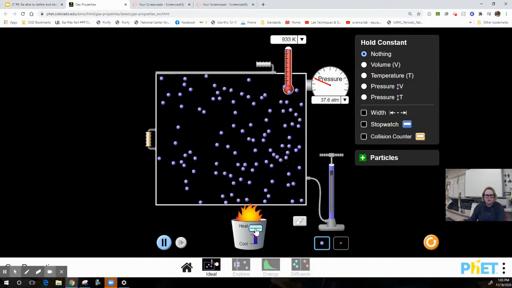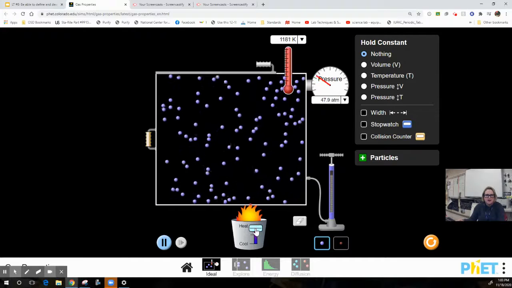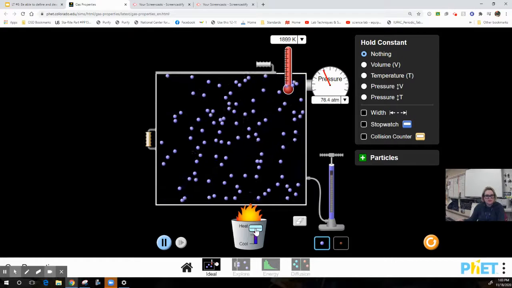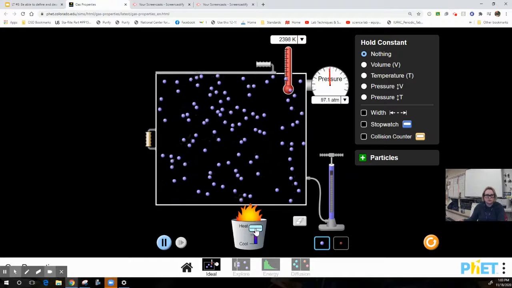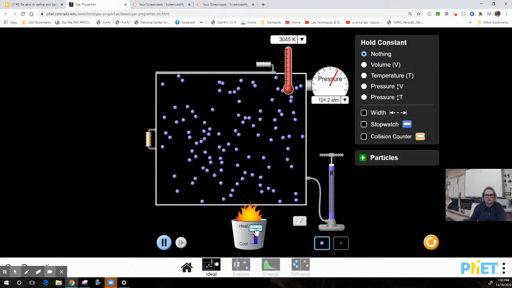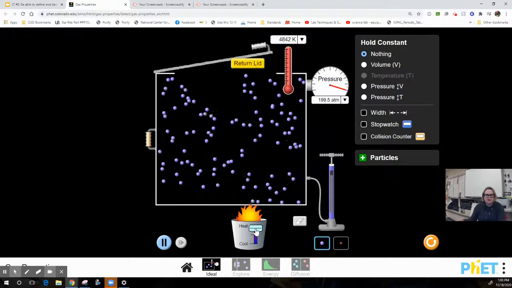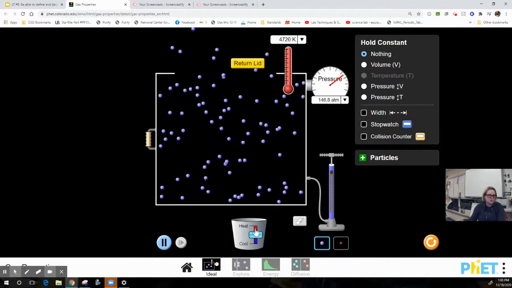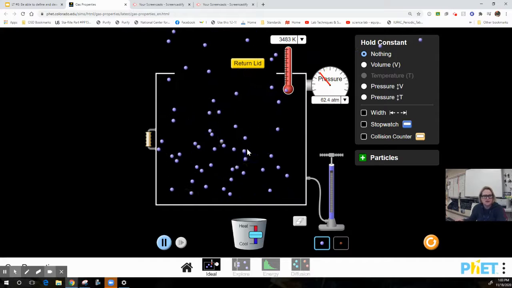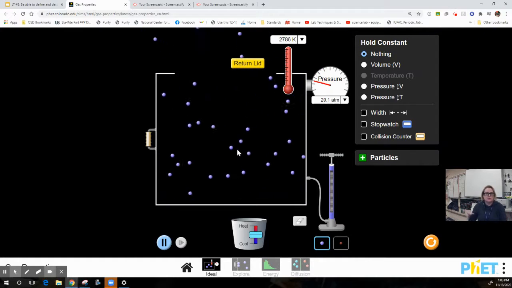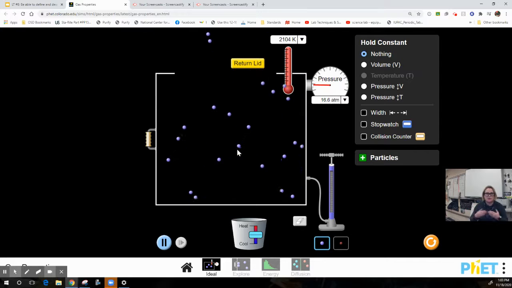And I could keep going and going and going. And those particles just keep moving faster and faster and faster. And eventually it's going to blow the roof off of this particular container. Connection back to gas laws, as I increase temperature, I increase pressure. There goes the lid of the container. So notice that the particles became more chaotic with the more heat that I added to the system.